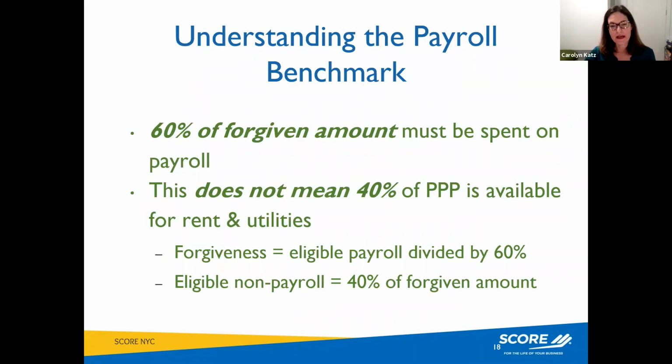Okay, so here's a few things that confuse people, and this one's really confusing. 60% of the forgiven amount must be spent on payroll. That doesn't mean that 60% of the PPP can be spent on payroll, and therefore 40% of the PPP can be spent on rent and utilities. As Aida will explain, you calculate your payroll spending and then you end up dividing by 60%. I know that's confusing, so we're going to show you some examples.